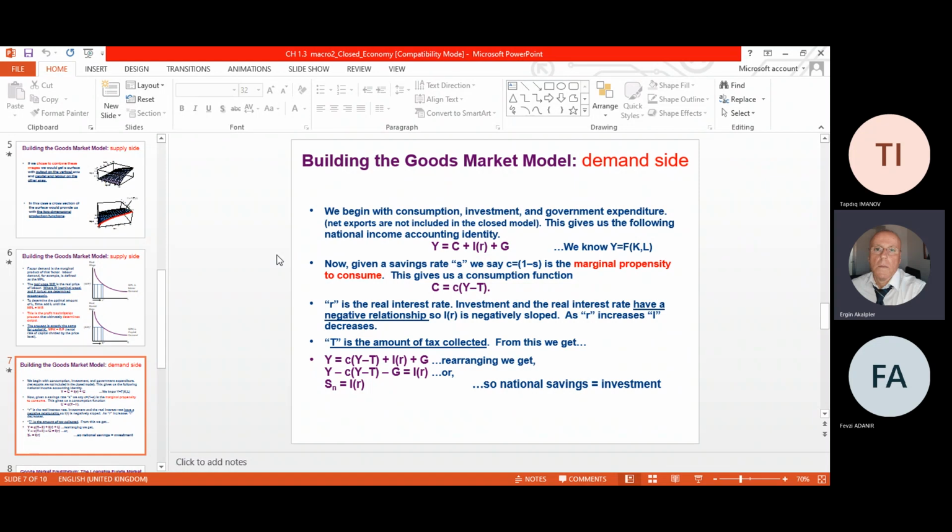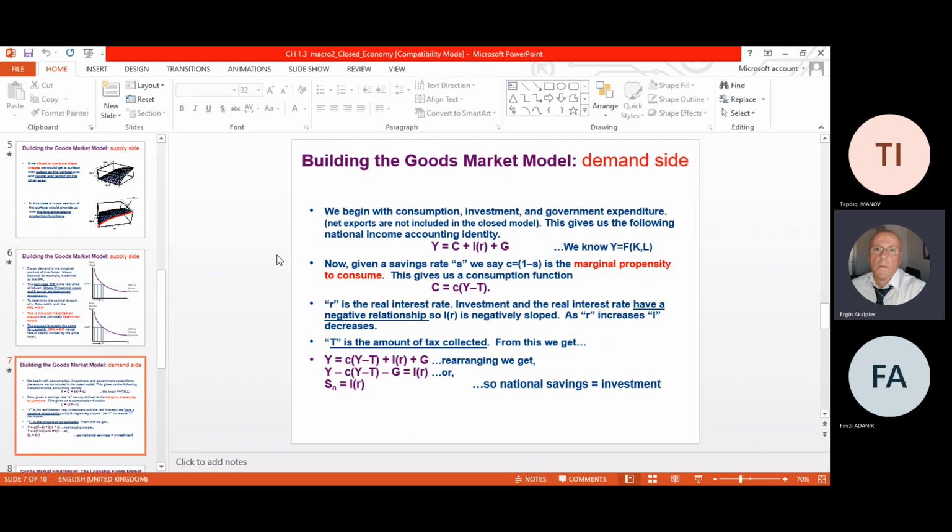Now, given the equation, Y is C plus I plus G. As you understand, the demand side is negative because of the inverse relationship between output and prices. And given a saving rate S, as I mentioned, saving is supposed to be also investment. Now we suppose C plus S is 1, and if you move S to the other side of the equation, it becomes 1 minus S.